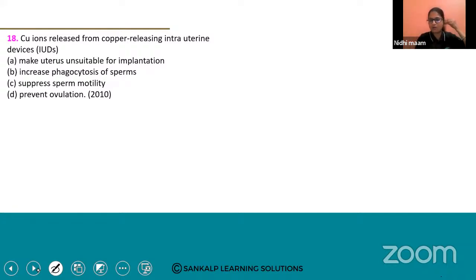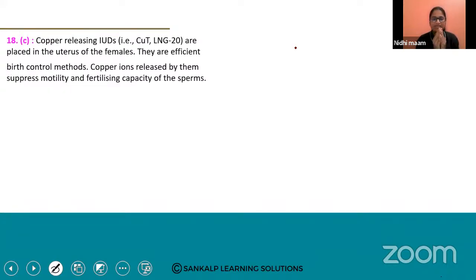The quick response is given by Anita, Lubna, Kirti. So you are saying option C, suppress sperm motility. Let us check the answer. The main thing the copper T does is, why is LNG20 coming here? These are placed in the uterus of females. They release ions and suppress the motility, the movement and the fertilizing capacity of the sperms.